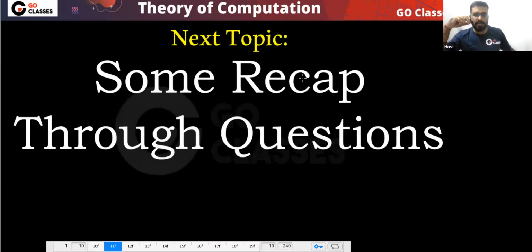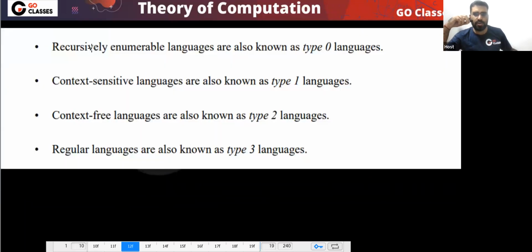So let's do some recap through questions. We are going to solve some questions, and these things you already know. Recursive enumerable languages are also called type 0 languages, because for RE languages we have type 0 grammar. So that is the reason I can say RE languages are also called type 0 languages.